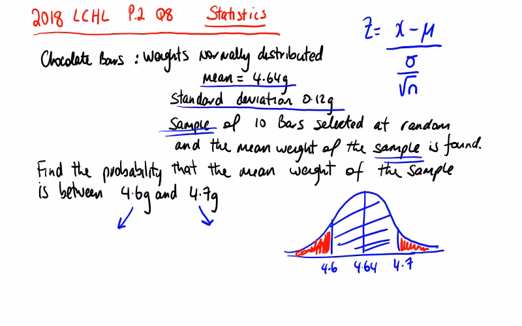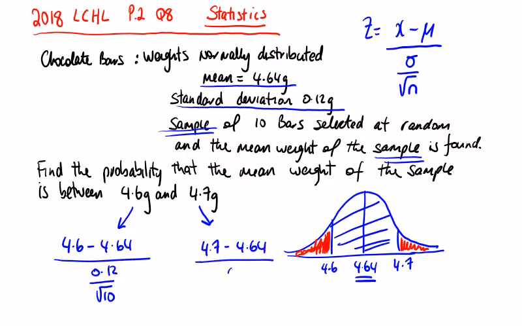and we will have our probability of them falling between those two scores. So 4.6 is going to be negative because it's to the left of 4.64. So we do 4.6 minus 4.64 divided by 0.12 over the square root of 10. And this one is 4.7 minus 4.64 divided by 0.12 over the square root of 10.